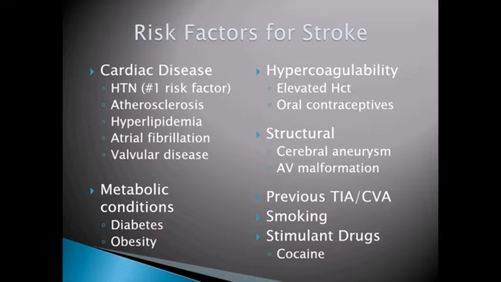From a structural perspective, patients that have a cerebral aneurysm or an AV malformation, they are going to be at high risk for hemorrhagic stroke because those vessels are weakened and it's going to be easier for them to rupture. Other things that put patients at risk, if they've had a previous TIA, which is a mini stroke, or a previous stroke, smoking because it causes vasoconstriction and it's going to increase blood pressure, and also stimulant drugs such as cocaine. Okay, again, vasoconstriction, it increases the heart rate, increases blood pressure, and you can have a stroke.